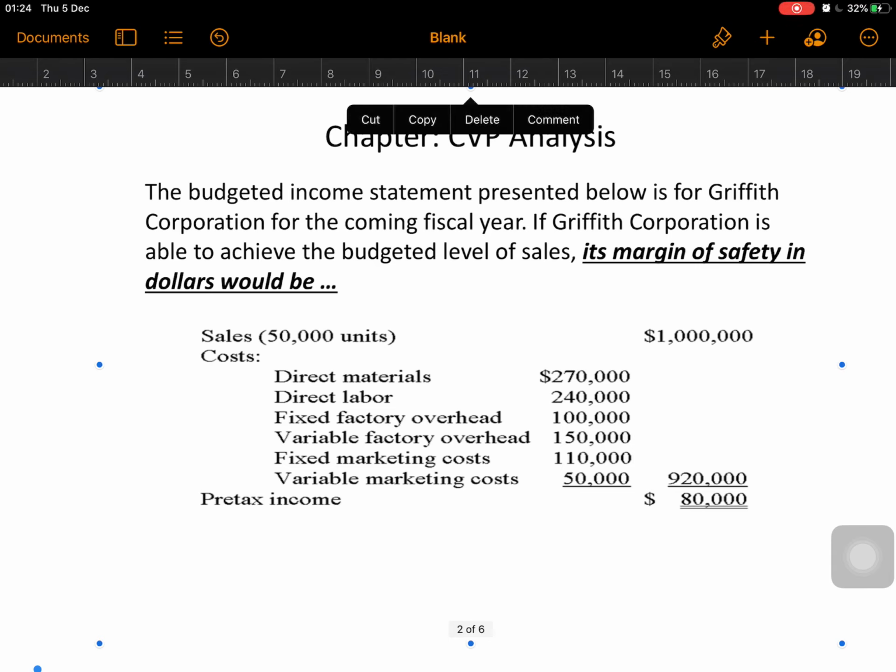Okay, this is one of the questions that I gave to my students for quiz 4. One of the topics in that quiz is cost volume profit analysis. So let us read the scenario and the question first together.